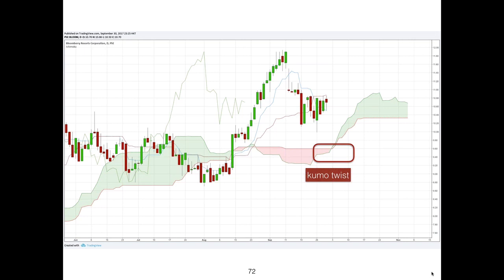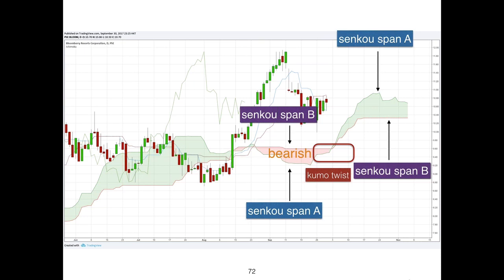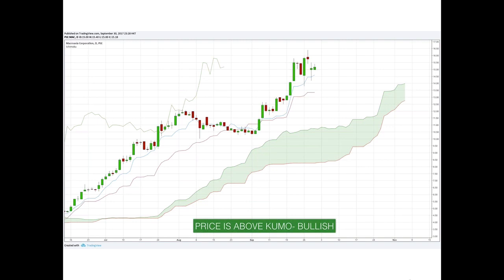A Kumo twist signals a change in sentiment. So in this area, Senkou Span B is above Senkou Span A. The Kumo is bearish. On the right side, the Senkou Span A is above Senkou Span B. So it is bullish. A Kumo twist tells you that there's a change in sentiment from bearish to bullish. Since they are plotted ahead, they define future sentiment rather than the present.